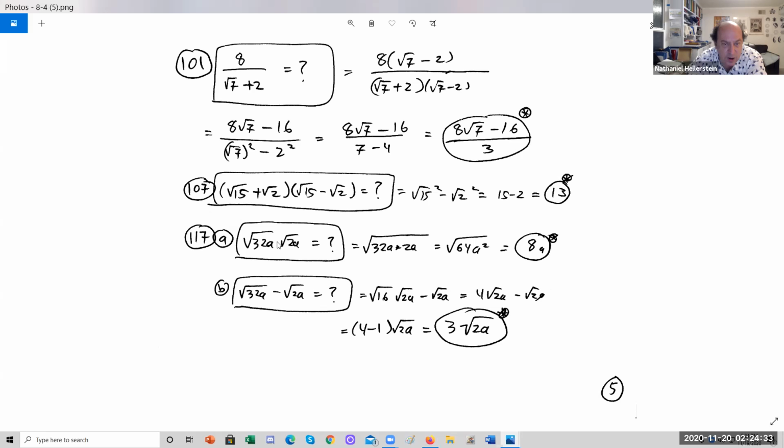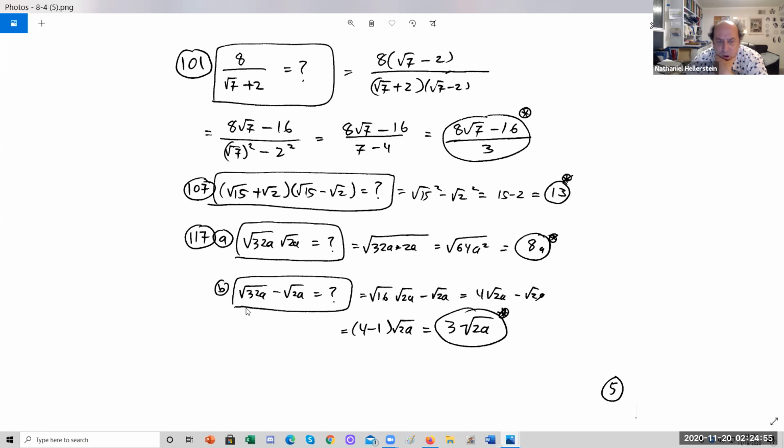Problem 117 has a product and a difference of the two same expressions. So this is what they call a lookalike problem. Product, it'll be root of 32a plus 2a. That's root of 64a squared. Well, root 64 is 8. Root a squared is a, so we get 8a.